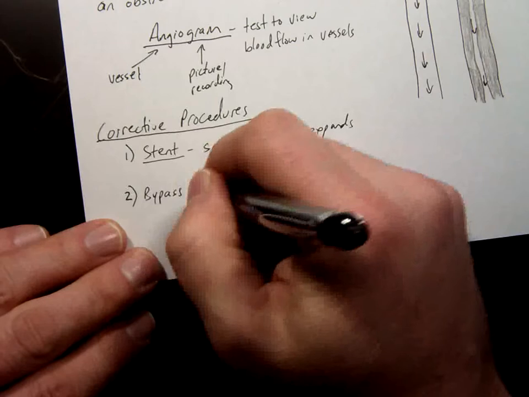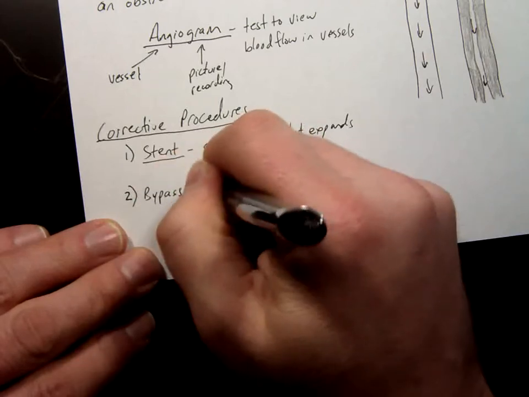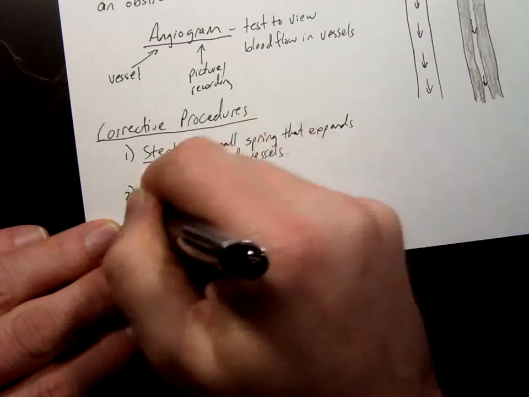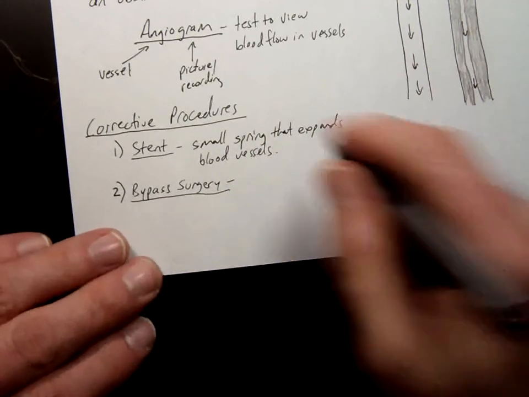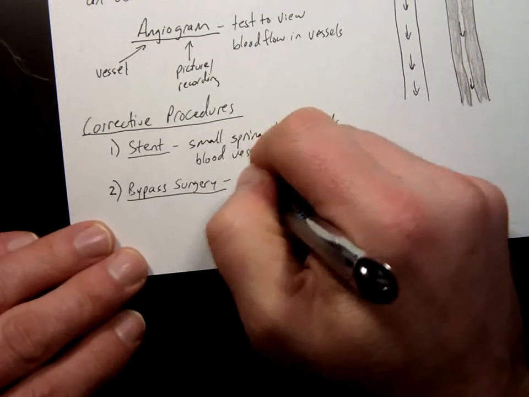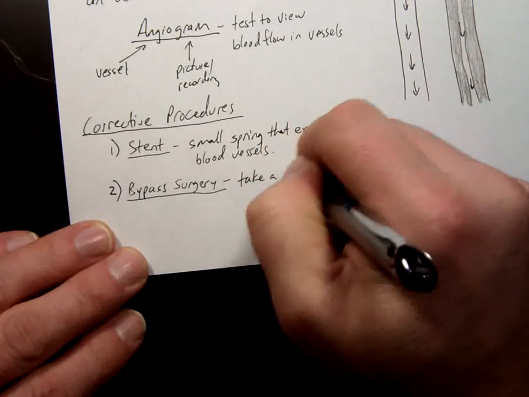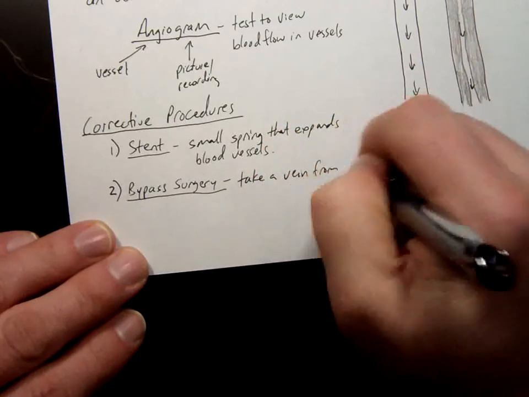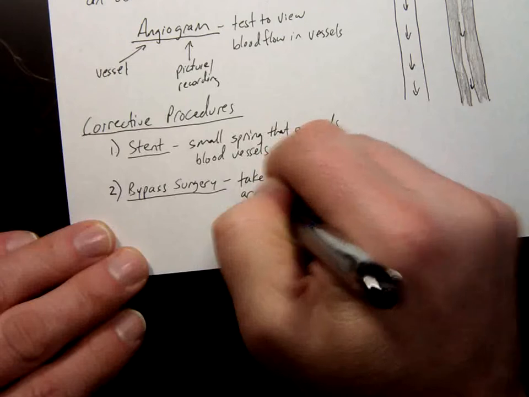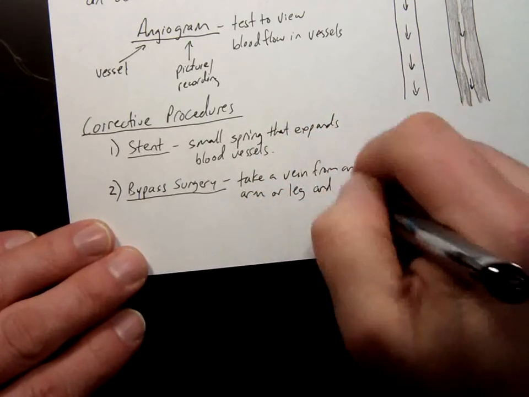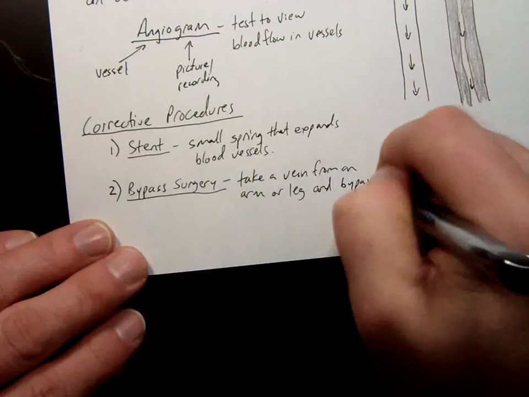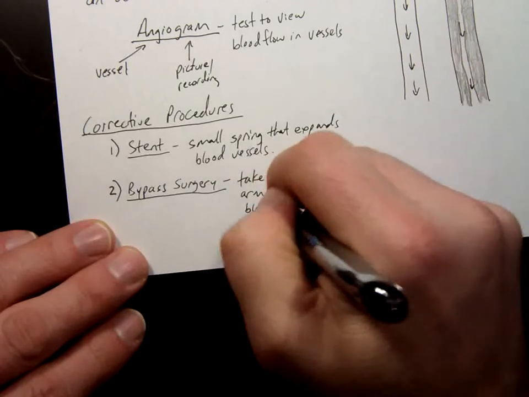Bypass surgery. I'm not good at transitions. Oh, yeah, he also had that bypass surgery. This is where they take a vein from an arm or leg and bypass blocked vessels, blocked coronary vessels.